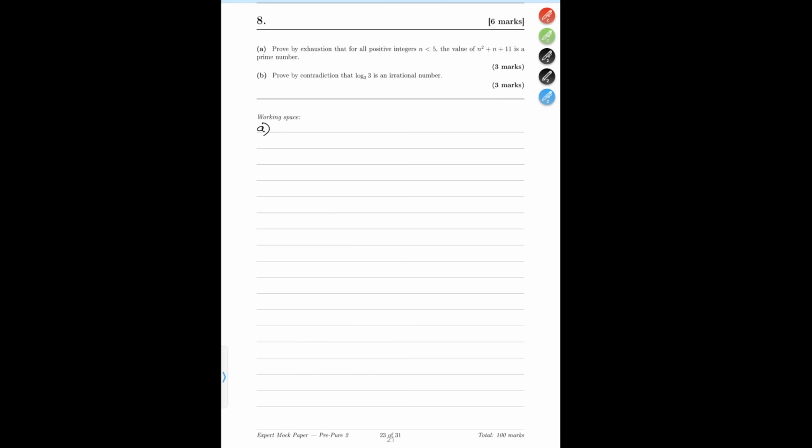Okay, so exhaustion, all you have to do is just try n equals 1, 2, 3, 4, because the integers that's less than 5. So if n equals 1, we get 1 plus 1 plus 11, which is 13. 13 is a prime number. N equals 2. 4 plus 2 plus 11 is 17. This is a prime number. N equals 3. 9 plus 3 plus 11 equals 23. This is prime. N equals 4. 16 plus 4 plus 11 is 31, which is prime.